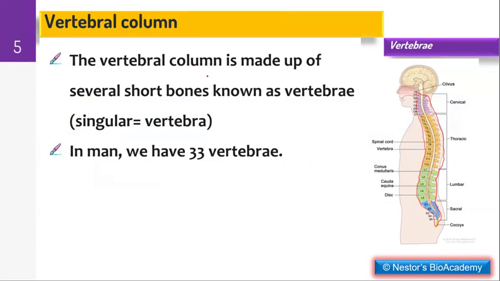So the vertebral column is always made up of several short bones, which are known as vertebrae. Vertebrae is plural, but a single one is referred to as a vertebra. So in man, and by extension, a good number of mammals, we always have 33 vertebrae in total. And we always name these vertebrae according to the region or the part of the body where we find these vertebrae located.